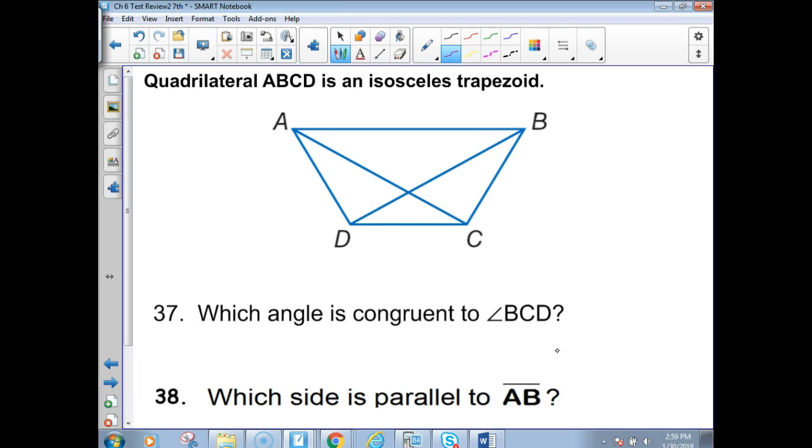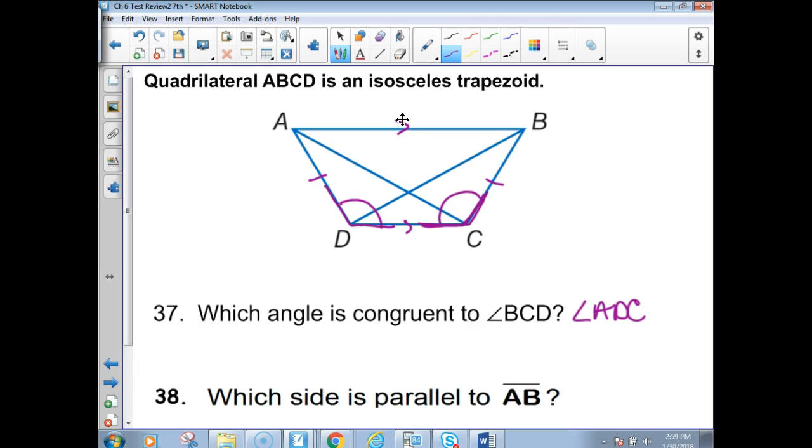All right. 37 and 38, we got quadrilateral ABCD as an isosceles trapezoid. First thing you should think about when you think isosceles trapezoid is that the sides that are the non-parallel sides are congruent. So AD is congruent to BC. Now it says down here, which angle is congruent to angle BCD? So I got to find that angle, BCD. That's here. What angle is congruent to that one? Yeah, that one, ADC. Because the base angles of the isosceles trapezoid are congruent.